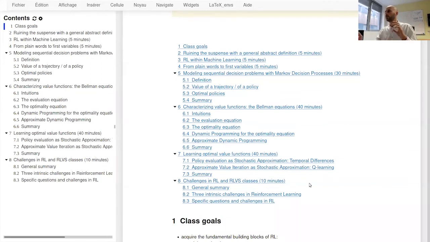Just one thing. I will look at the Zoom Q&A when we take breaks. So we will take a break after section 5, another break after section 6. And while I'm talking, it's pretty hard for me to look at the Q&As. So I will try to take questions either from Sébastien or from the Zoom Q&A during the breaks or a little bit before the breaks.